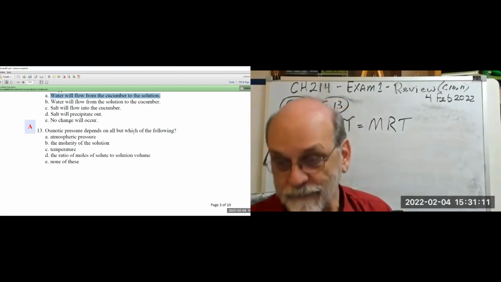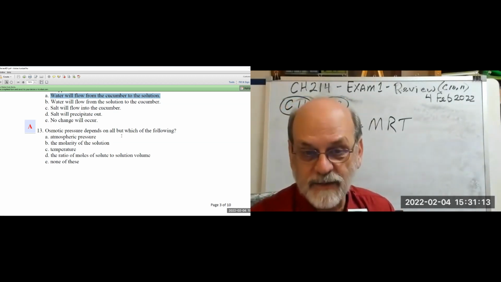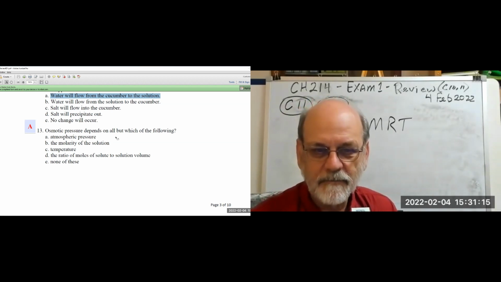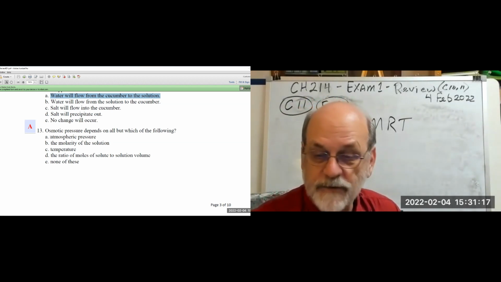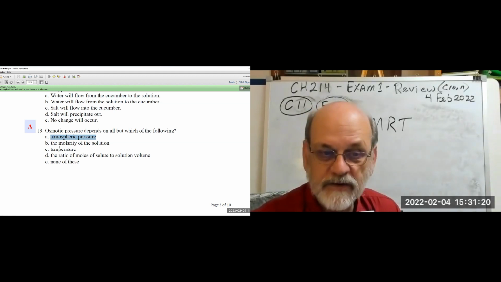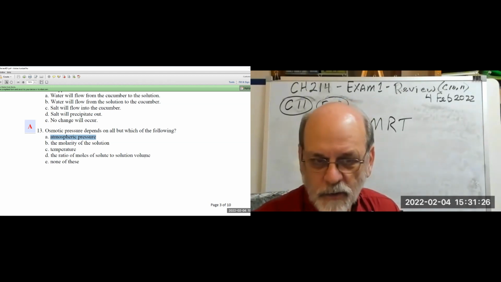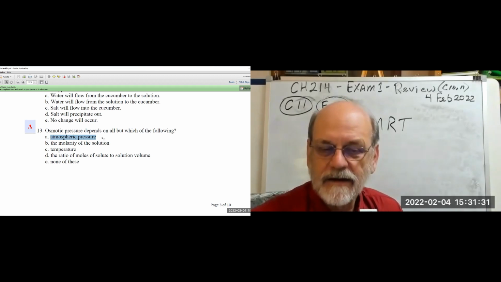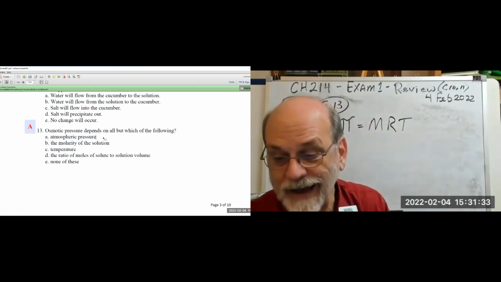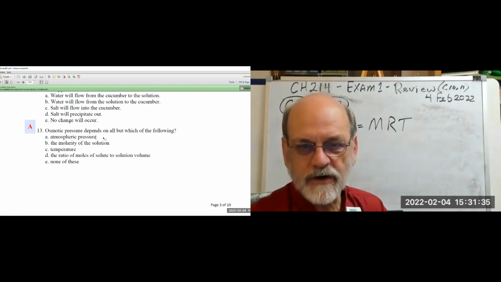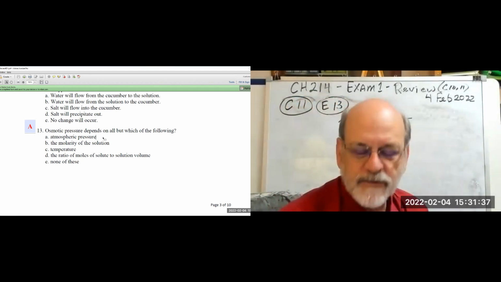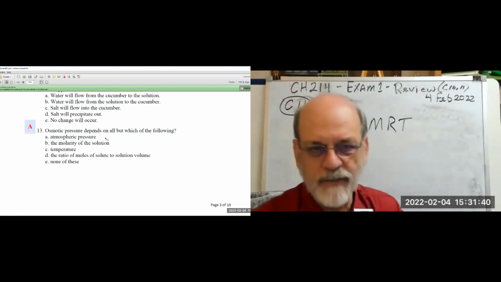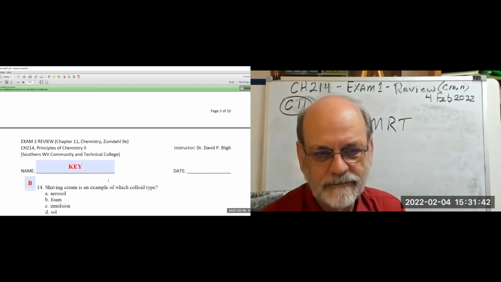All of the following except. Which does it not depend on? It does not depend on atmospheric pressure. It depends on molarity and temperature. The ratio of moles of solute to solution volume, which is another way of saying molarity. Okay. So A is the one that doesn't matter. Atmospheric pressure has no bearing on osmotic pressure.